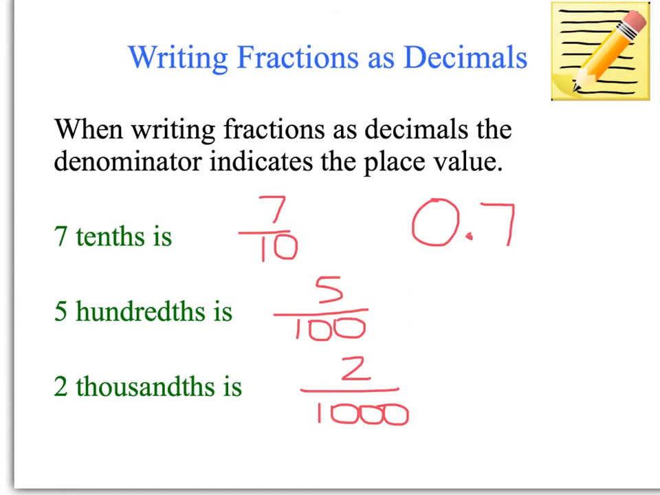And we're writing 5 hundredths, 0 point, and now hundredths is the second place. So we have to put a 0 in the tenths place because there are no tenths, it's just 5 hundredths. And then the third one is 2 thousandths. Thousandths is the third place, so there's no tenths, no hundredths, there's 2 thousandths. So that's how we write the 2 thousandths as a decimal.